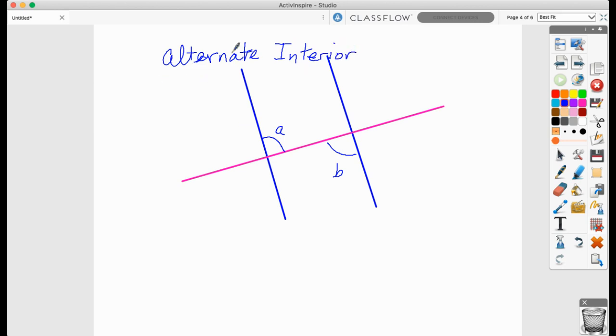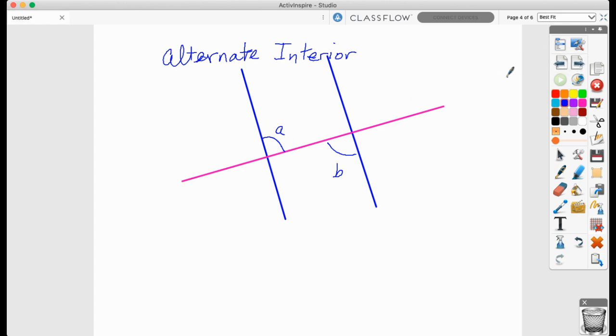Alternate interior angles. Alternate because they're on opposite sides of the transversal. Interior because they're on the inside of the parallel lines. Okay, so A and B are the same. They're congruent if they are on alternate sides of the transversal and on the interior of the parallel lines. Okay, so alternate interior angles. Now remember, the whole goal is to come up with relationships that cause the angles to be congruent.